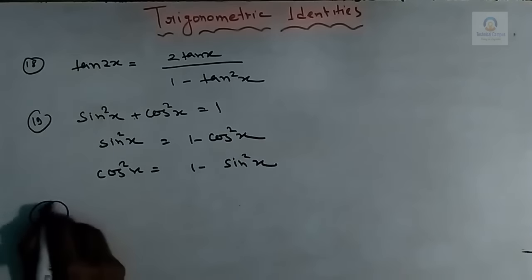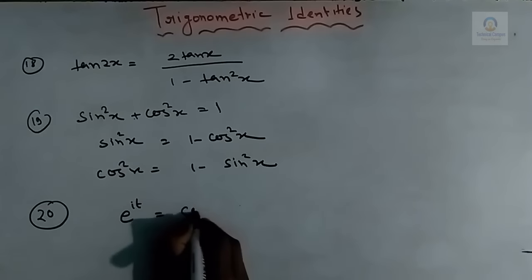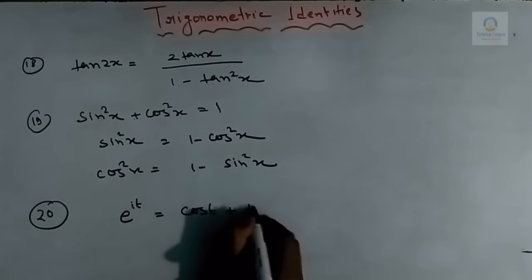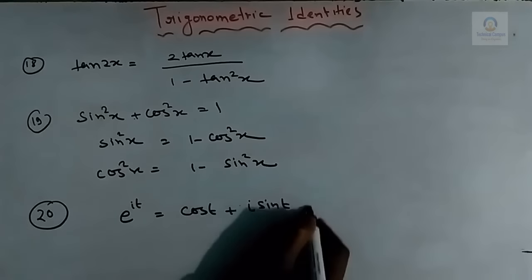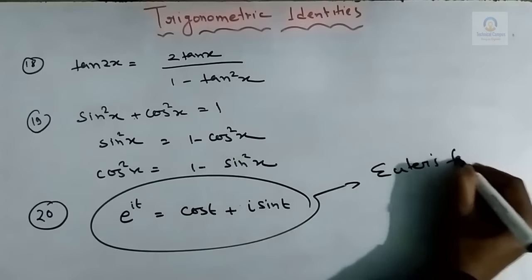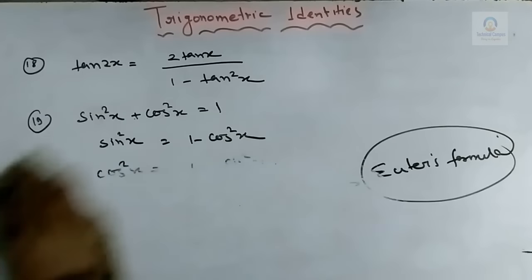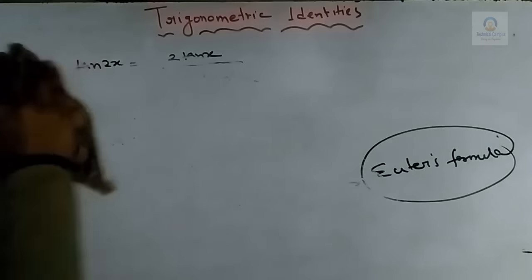Number 20 is e to the power it is equal to cos t plus i sin t, Euler's formula. So this is all about trigonometric identities. Guys, please note down all these formulas and try to remember them, because we have to take the help of these identities in order to solve various problems of calculus.